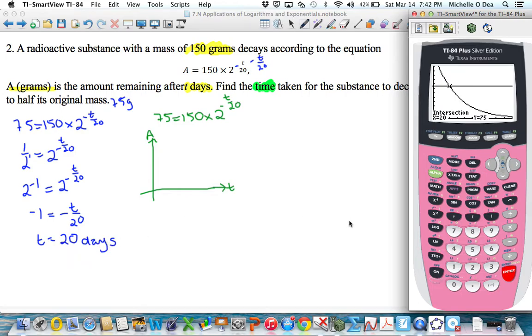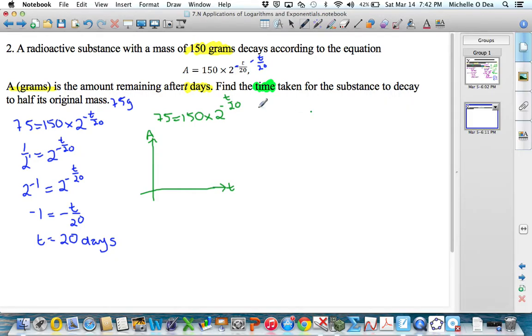So again, during this curve, we can see we want to sketch. And this curve actually touches the y-axis. And I'm going to have a line going here. This is the line y equals 75. This is the curve y equals 150 times 2 to the power of negative t over 20. This is of course 75.